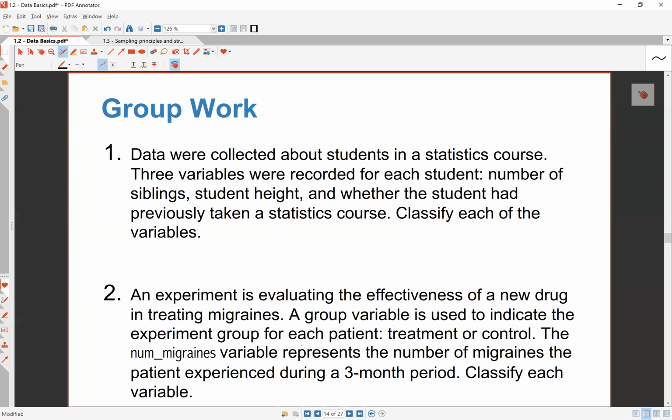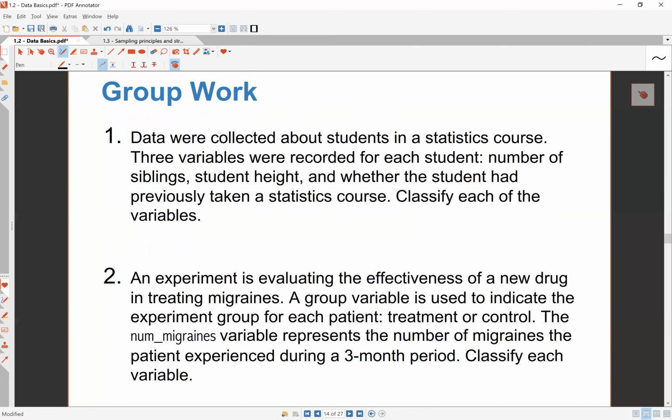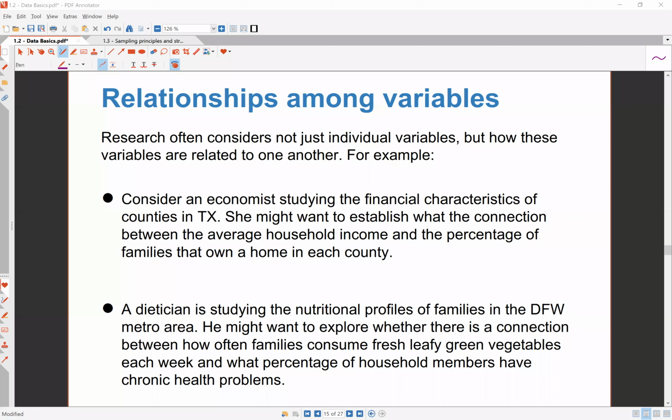So what I am going to do next is put you into just randomly assigned groups for a couple of minutes.